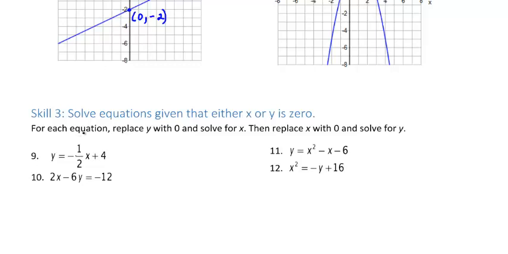In skill 3, we want to solve the equations given that either x or y is 0. So for each equation, replace y with 0 and solve for x, then replace x with 0 and solve for y. Number 9 is y equals negative 1/2 x plus 4. When we replace y with 0, we get the equation 0 equals negative 1/2 x plus 4. We can multiply each side by 2 to eliminate the fraction, and that would give us 0 equals negative x plus 8. Then adding x to each side gives us x equals 8.